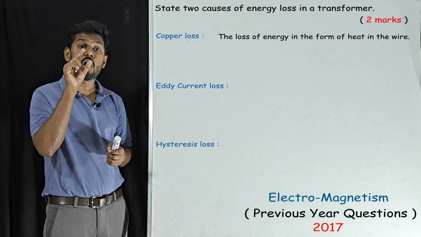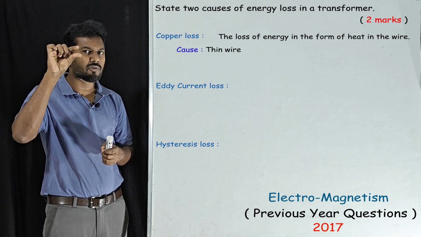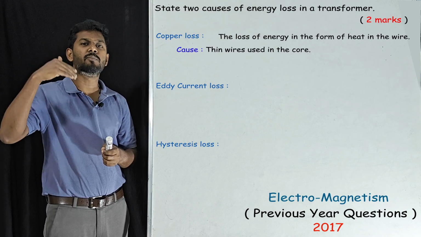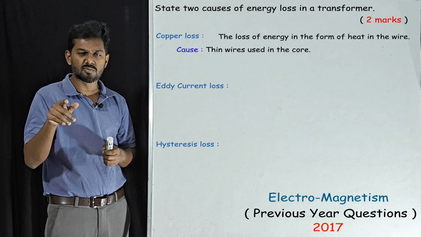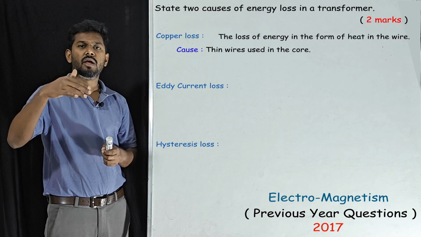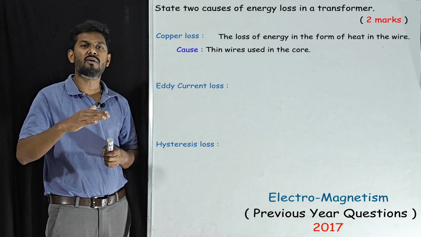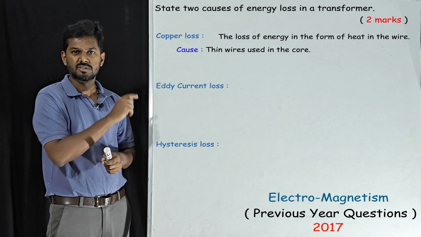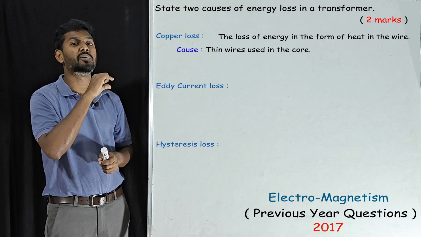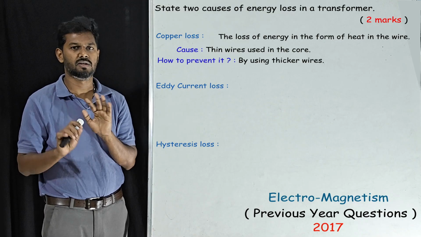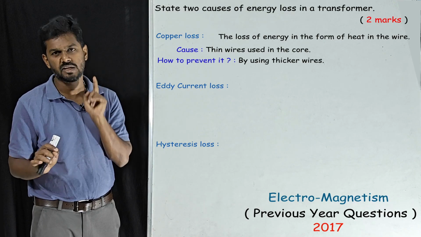Then what is the cause for it? If the thickness of the wire is small, then the temperature will be more because the resistance is more. When the thickness is less, temperature will be more, so energy is lost in the form of heat, and that we call copper loss. This is the cause. Then what is the prevention? Prevention is very simple. We have to use thicker wires. Done. Copper loss is the easiest loss.